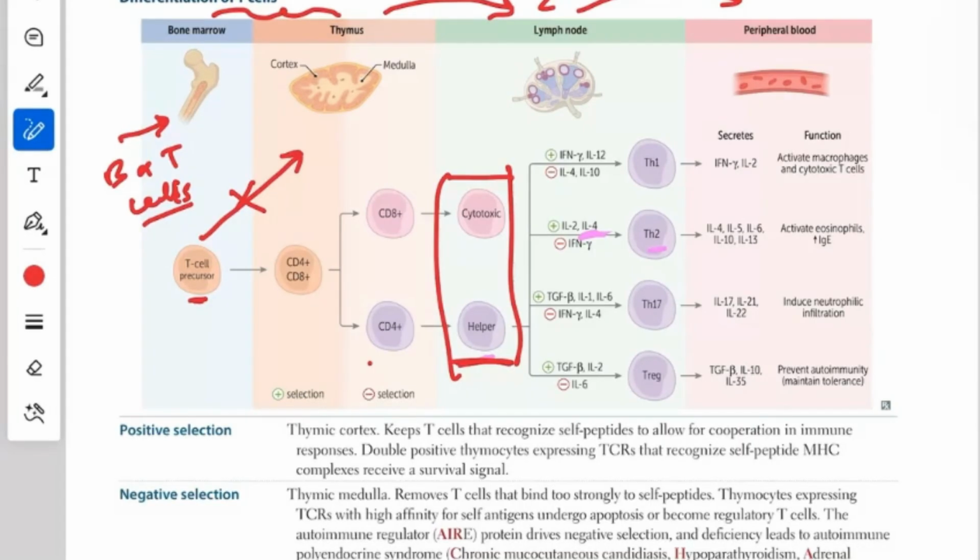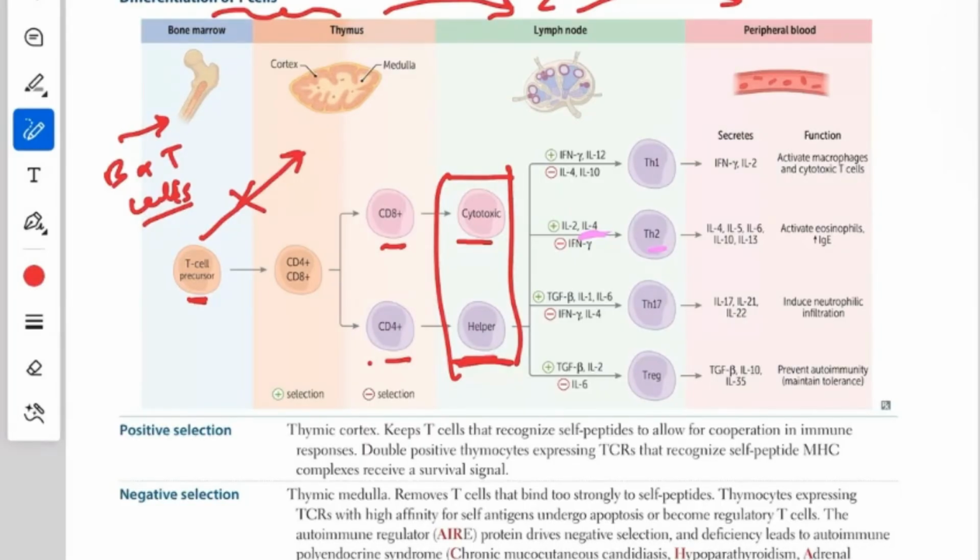Like I said earlier, there are two main types of T cell. There's the cytotoxic T cell, the CD8, and then the CD4 T cells. Now that we've seen that overview, let's go into more detail. So the T cell that leaves the bone marrow to the thymus is called the T cell precursor.